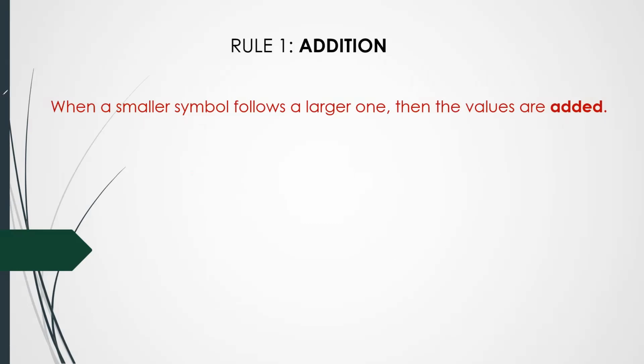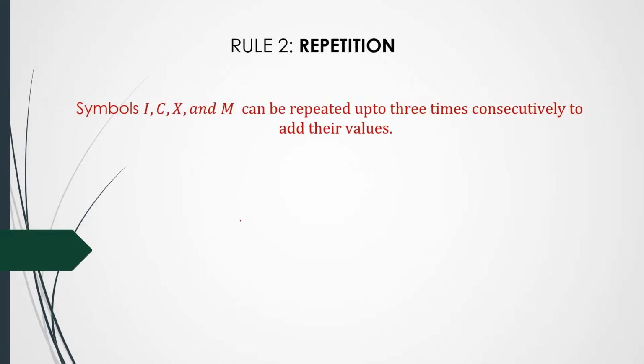Let us move on to the next rule, which says that the symbols I, C, X, and M can be repeated up to 3 times consecutively to add their values. So this is the rule of repetition. I, C, X, and M can be repeated 3 times, and if they are repeating 3 times maximum, then we add their values. For example, if I say V, I, and I. Over here, V stands for 5, I is 1, 1, and 1. Smaller symbols are followed by the bigger one. So we add them and the value of this particular Roman numeral becomes 8.